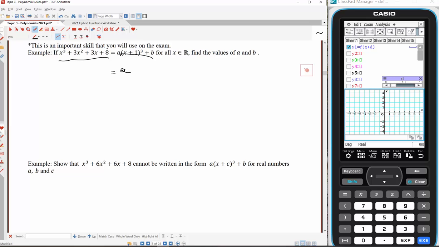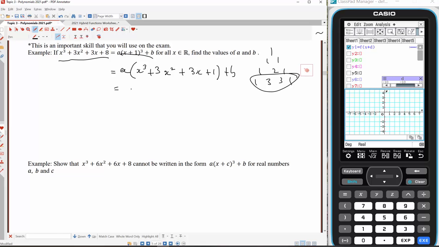So to do that, what I need to do is expand this perfect cube. 1, 1, 1, 2, 1, 1, 3, 3, 1. All right, so these are going to be the coefficients. So it's going to be a, x cubed, 1 to the 0, which is 1. So there's our first one. 3, x squared, 1 squared. 3x, 1, 3x, and 1 cubed, which is 1, plus b.